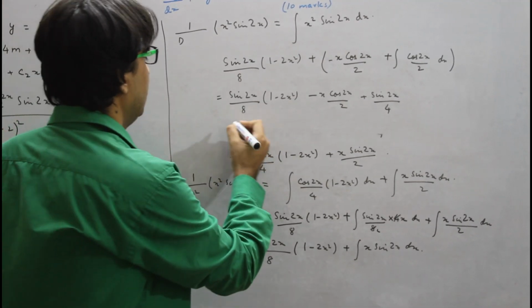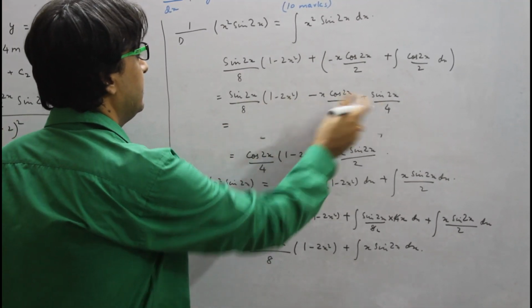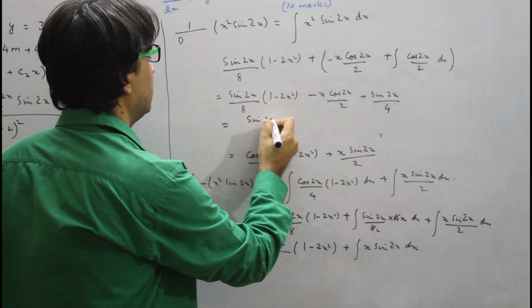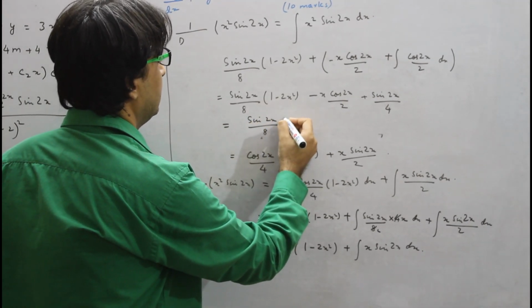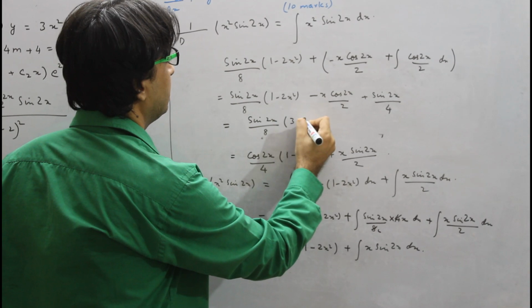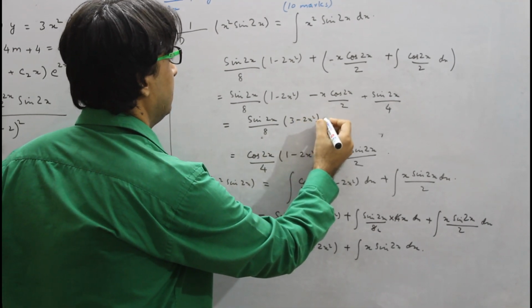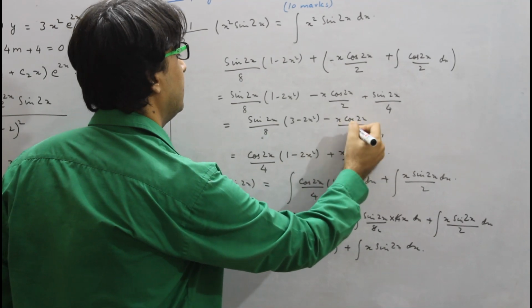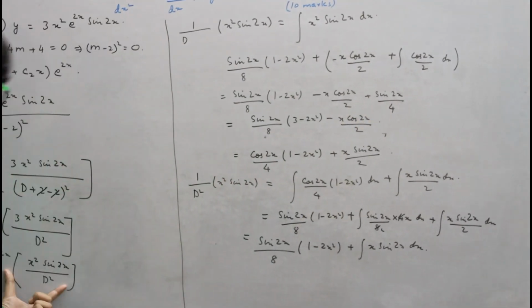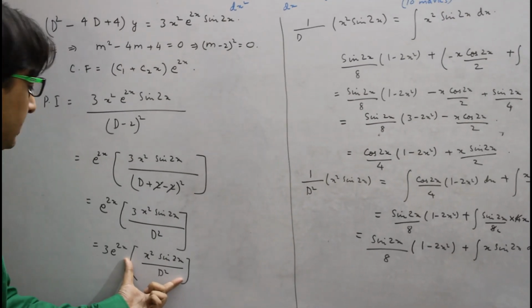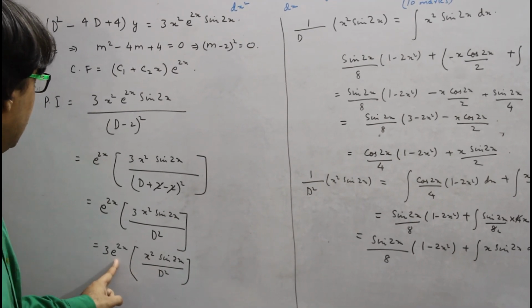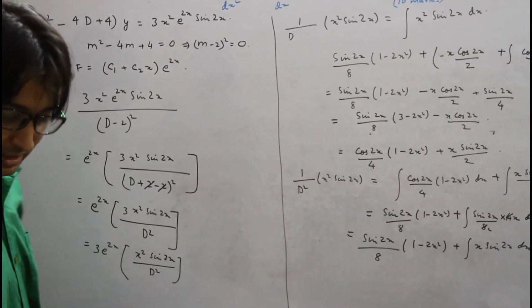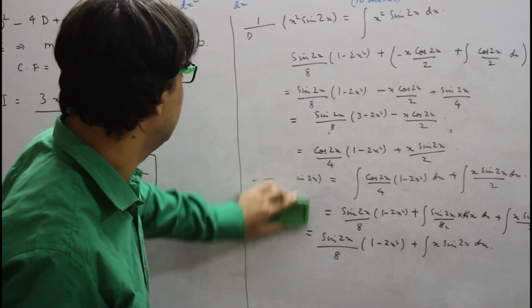So we can further simplify it. We can see here sine 2x divided by 8, this can be written as 3 minus 2x square, minus x cos 2x divided by 2. So we have found this one. All we have to do is now multiply by 3 into e to the power 2x, and we will get our answer.